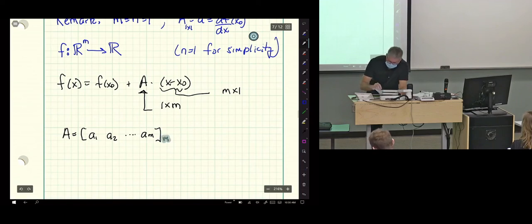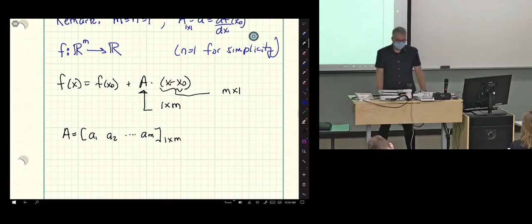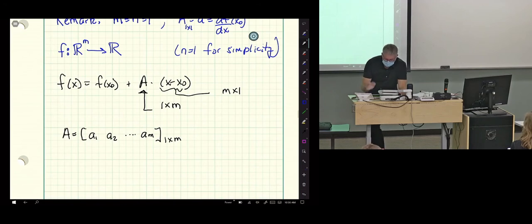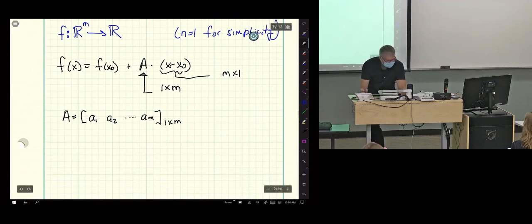No, keep writing it wrong. 1 by m, 1 row, m columns. Okay, so what are those coefficients equal to?